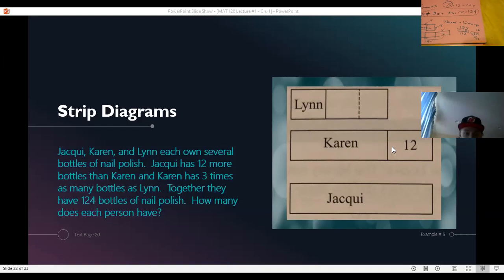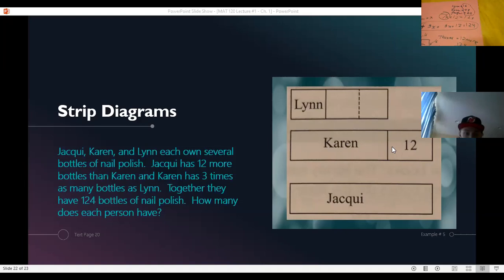Remember to answer the question, how much does each person have? If one box is 16, then you can say Lynn has 16, right? You could say Karen has 16 times 3, which is going to be 48. And then you could say that Jackie has 48 plus 12, which is 60. And these numbers are going to all add up to your number, 124, when you add them up, okay? So I hope that helps a little bit.